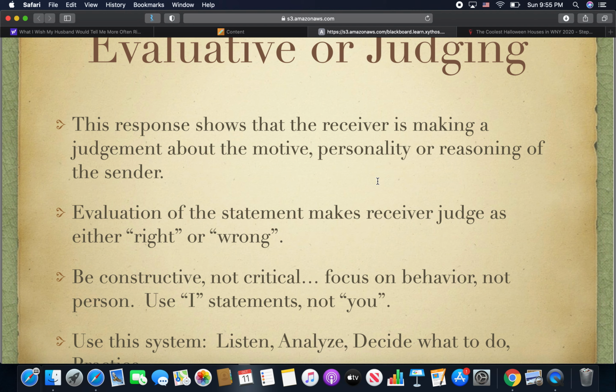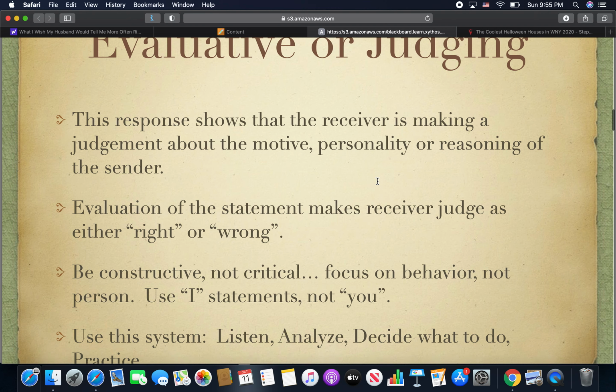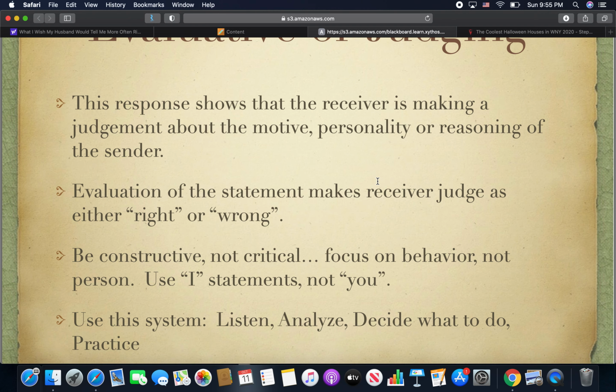This is where you tend to assess the whole situation and make judgments on it as to whether or not the person is right or wrong. This can be helpful if you're the type of person that wants feedback and wants somebody to just tell it like it is. They're not going to tell you what you want to hear. They're going to tell you what they think is the truth, what you need to hear, what's reality. And depending on the situation, this can be good or it can be bad.